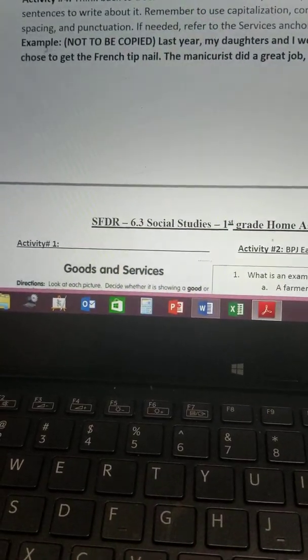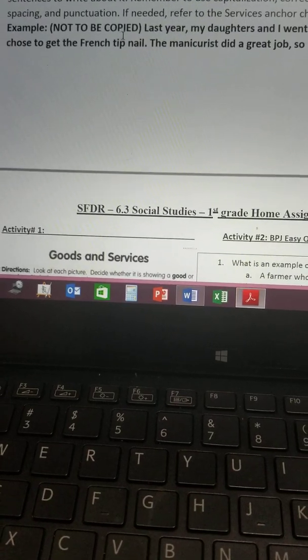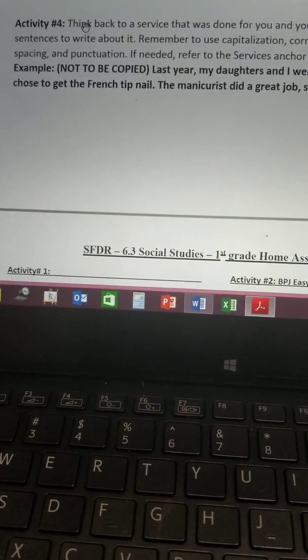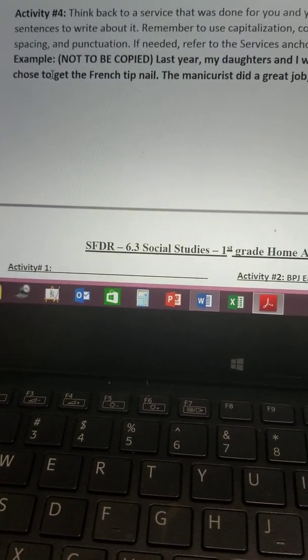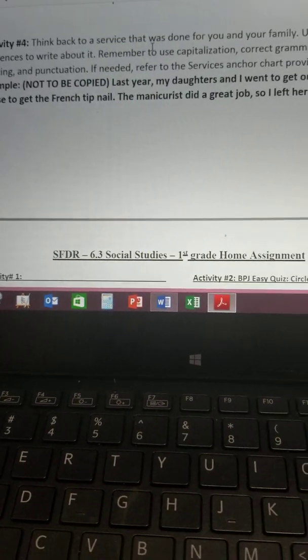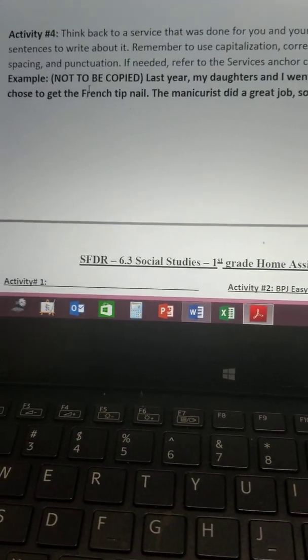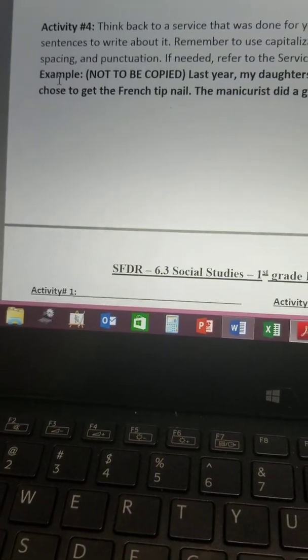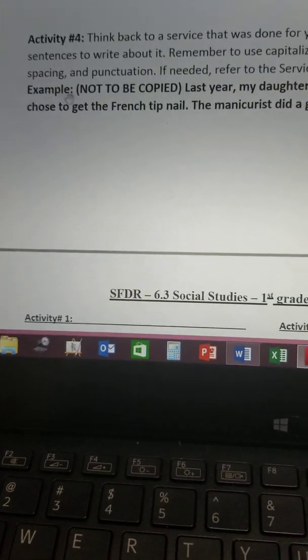And then they give you an example and it says, do not copy, not to be copied. So this is an example of what they want you to do, but you can't use this one. You have to think of one yourself, okay? Think about a service that was done for you and your family, and that's what you're going to write about. But this is the example they give. This is something like what they want you to write.